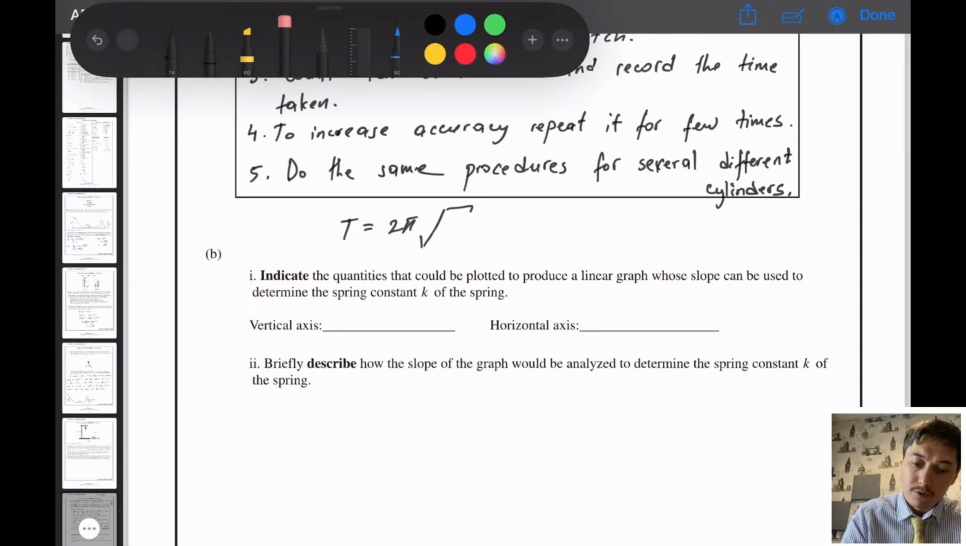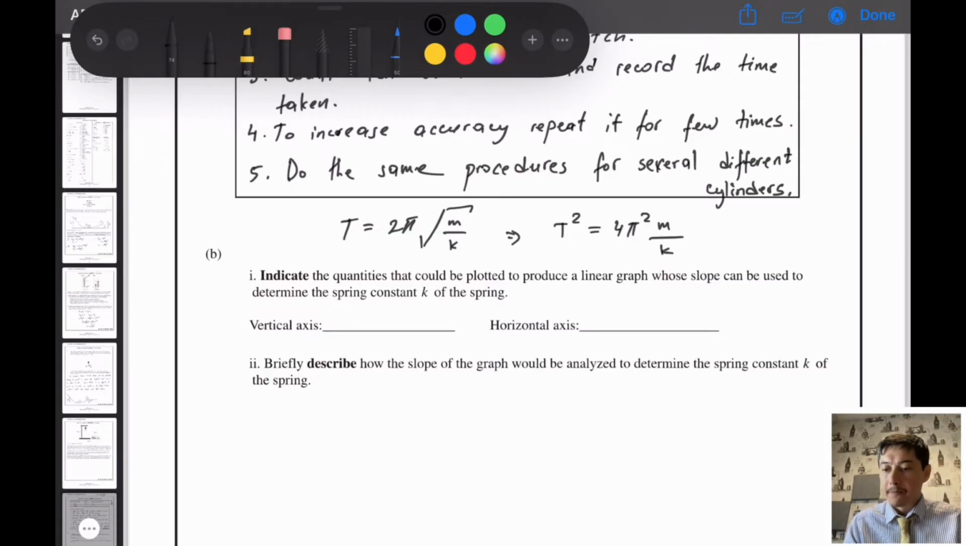I always confuse simple pendulum with block spring system. Block spring system must be T equals 2 pi square root of m divided by k. So to get rid of square root, we just square both sides. So T squared equals 4 pi squared m over k.